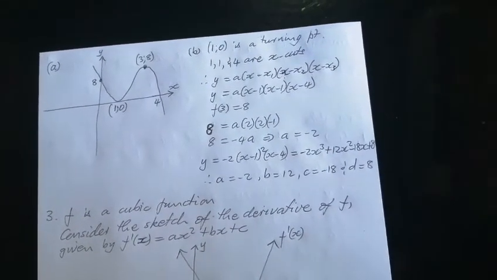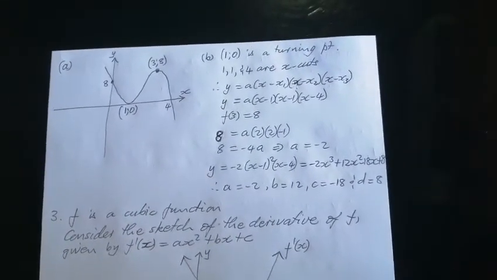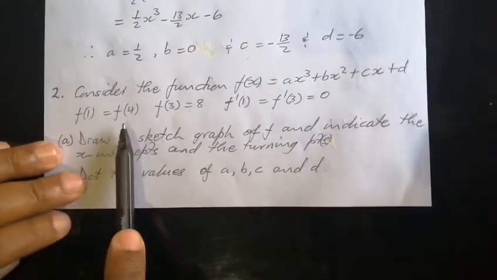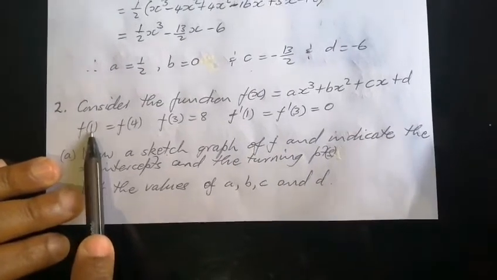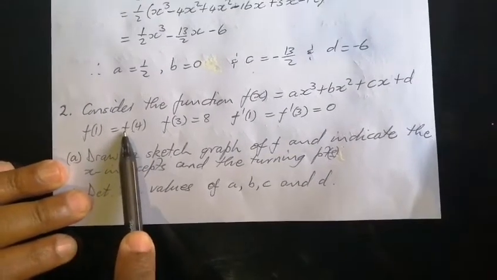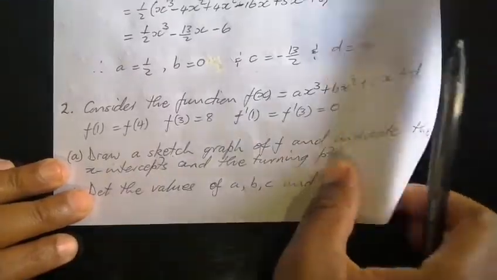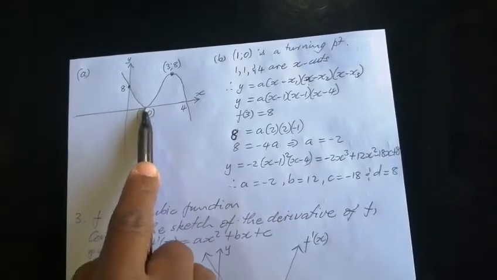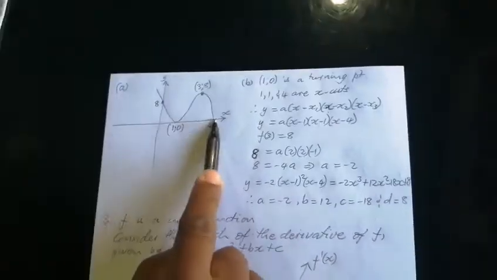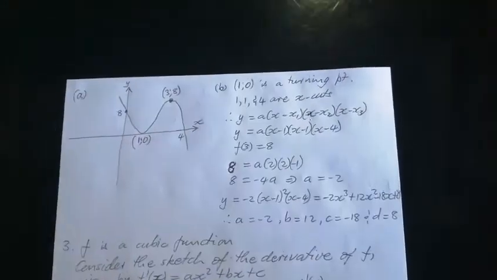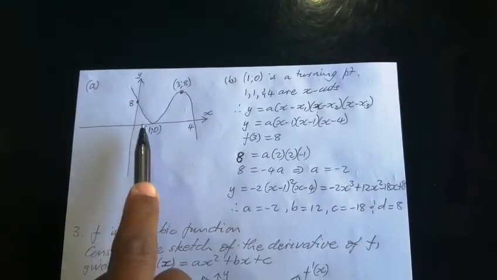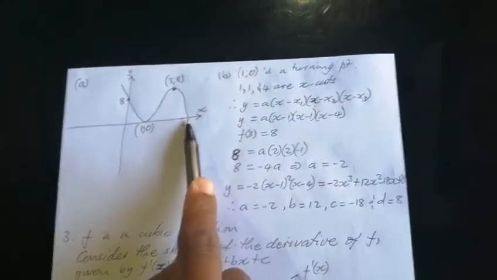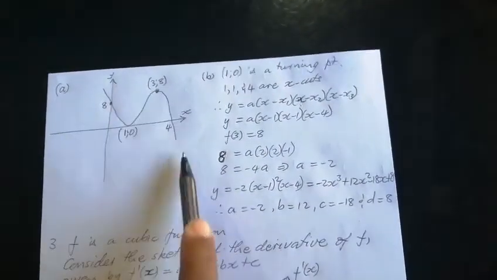Now from there, what else do we need? We need now to talk about the other x-cut. It is f(1) is equal to f(4). So you will notice that here is our 4 and our 1. They can only be equal if they are both at y is equal to 0. So we have identified our turning points. We also identified our x-cuts, and then we drew our graph.